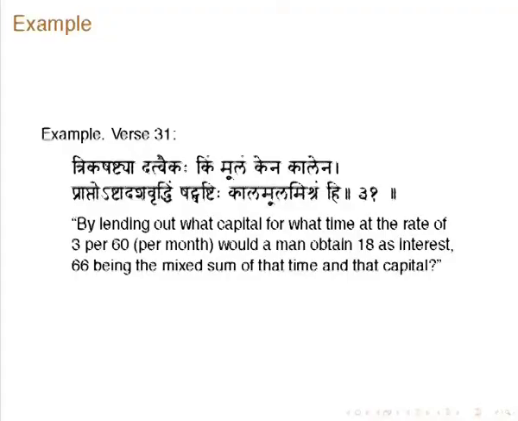And finally, for instance, by lending out what capital for what time at the rate of 3/60 per month, would a man obtain 18 as interest, 66 being the mixed sum of that time and capital?